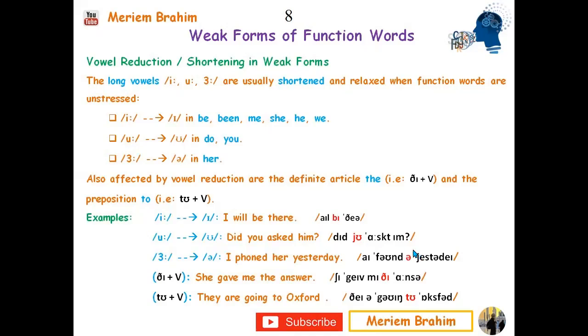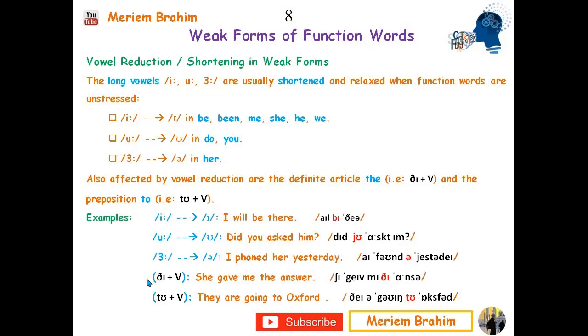Long oo, which becomes short u. Did you ask him? You. Did you ask him? Short. We don't say the long you. Then long er, which becomes schwa. For example, I found her yesterday. I found her yesterday. Here we have lost the h in the pronoun in the middle, and again it is weakened from er to schwa.